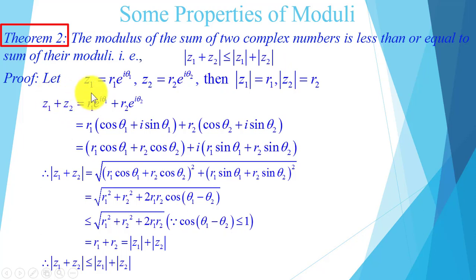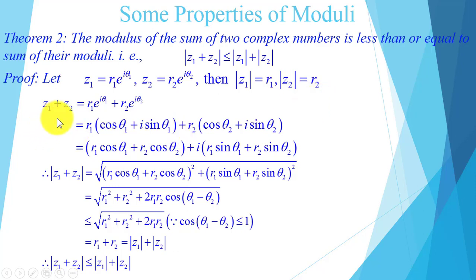Let z1 is equal to r1 e raised to the power i theta 1 and z2 is equal to r2 e raised to the power i theta 2. Then modulus of z1 is equal to r1, modulus of z2 is equal to r2.